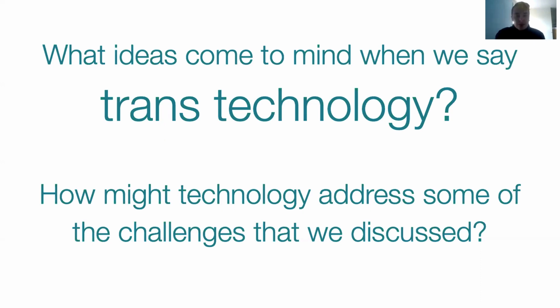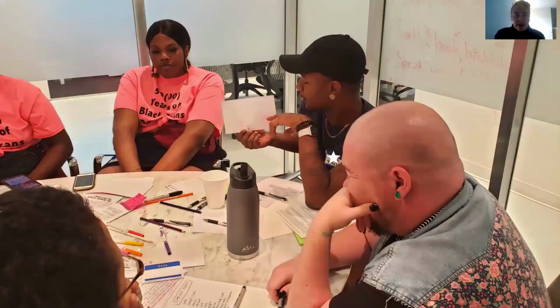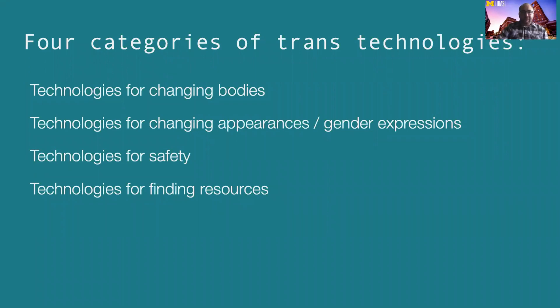So after we did this activity with challenges, we led participants through word associations through a brainwriting activity. We asked participants these two big questions: what ideas come to mind when we say trans technology, and how might technology address some of the challenges that we discussed? During this activity, people would write down an idea that they had about these two questions, and then they would pass the note card to the person on their right, and the person on the right would expand or build on the idea that was first written. People would collaboratively brainstorm, sketch, and present the work to the group once we had about 5 ideas on each card. So we came up with 4 different categories of trans technologies.